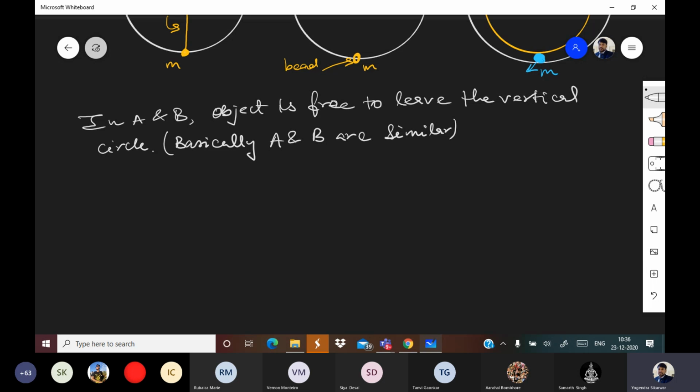Now V at A minimum to complete the vertical circle is root 5 GR. T at A minimum.